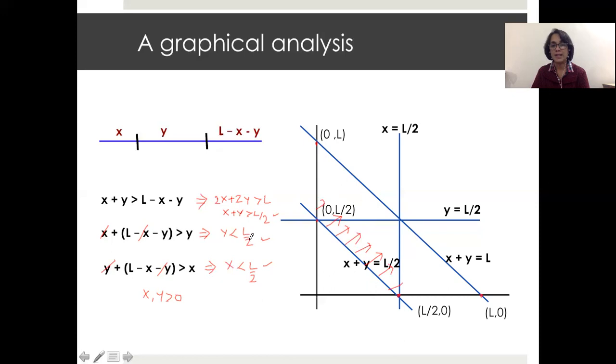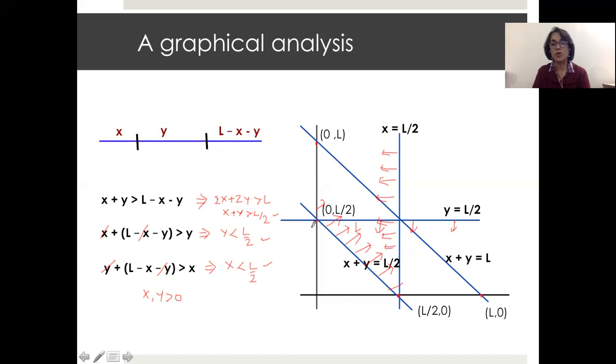Coming to y less than L by 2, this is the line y equal to L by 2. So anything below this line will represent y less than L by 2. And x equal to L by 2 is this line, so x less than L by 2 would represent all the points on this side of the line. And of course, since x and y are strictly greater than 0, we are in the first quadrant.